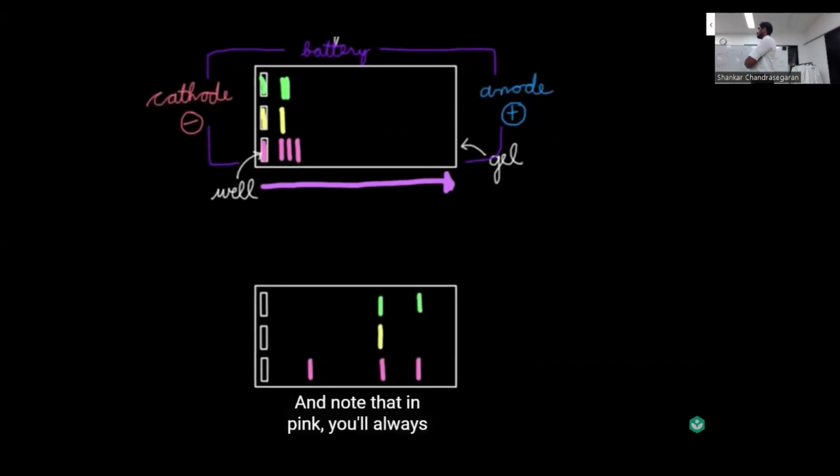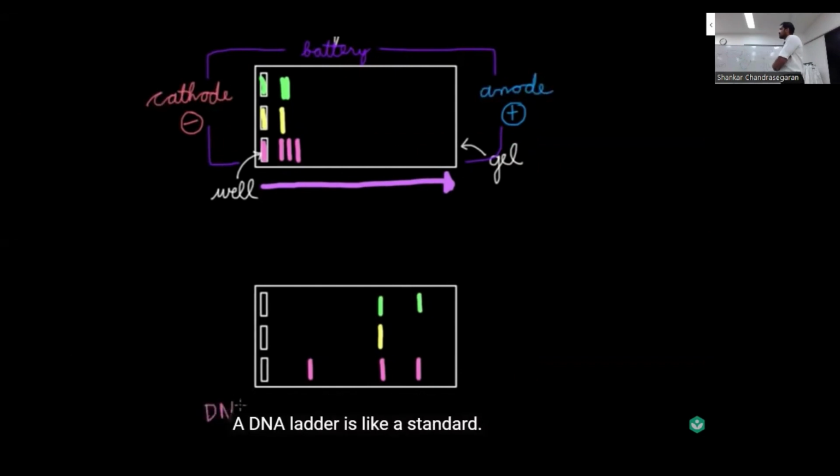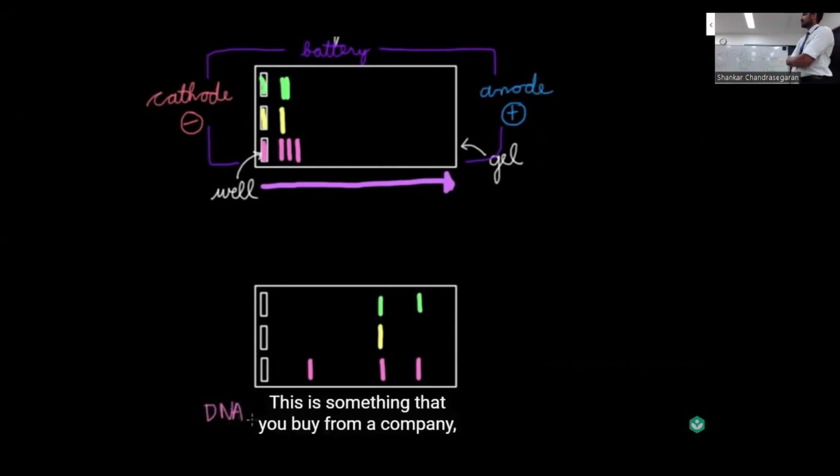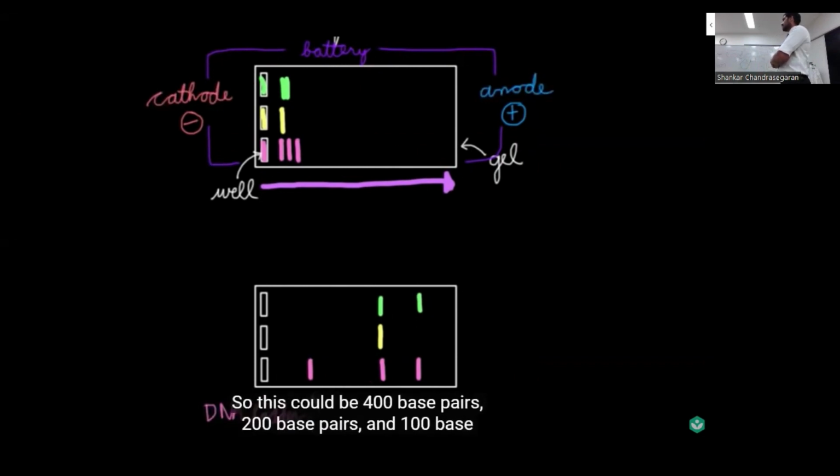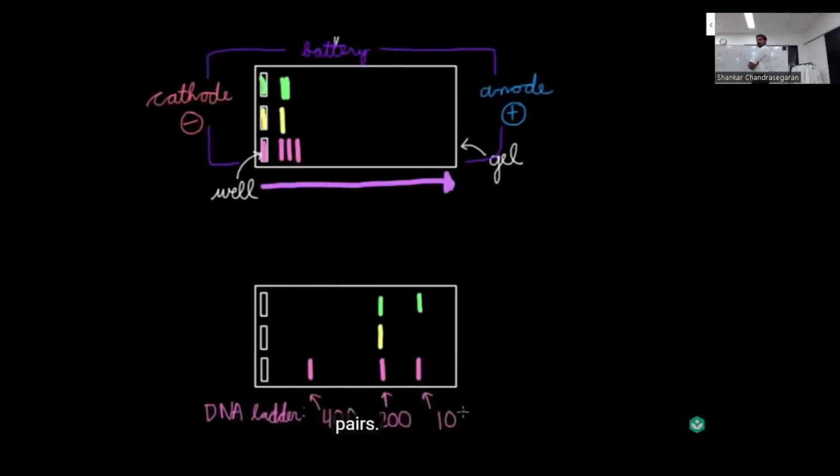And note that in pink, you'll always want to load something known as a DNA ladder. A DNA ladder is like a standard. This is something that you buy from a company and they tell you exactly what sizes their fragments are, so that you can match them up to your unknown samples. So this could be 400 base pairs, 200 base pairs, and 100 base pairs.